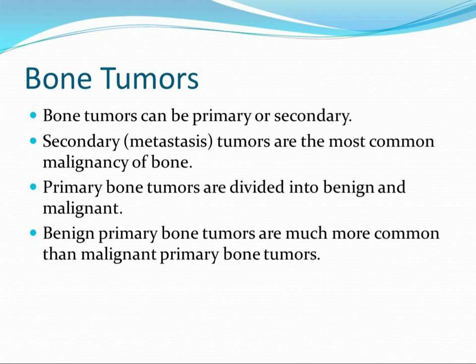So bone tumors can be of two types, primary and secondary. Of these, secondary tumors are more common because of metastasis. Metastasis is nothing but the spreading of a tumor to a remote site through either lymphatic channels or blood vessels. Because many malignant tumors cause metastasis, secondary tumors are more common.